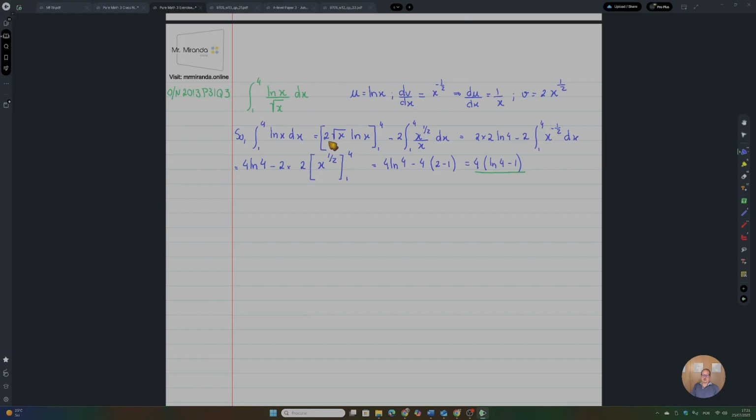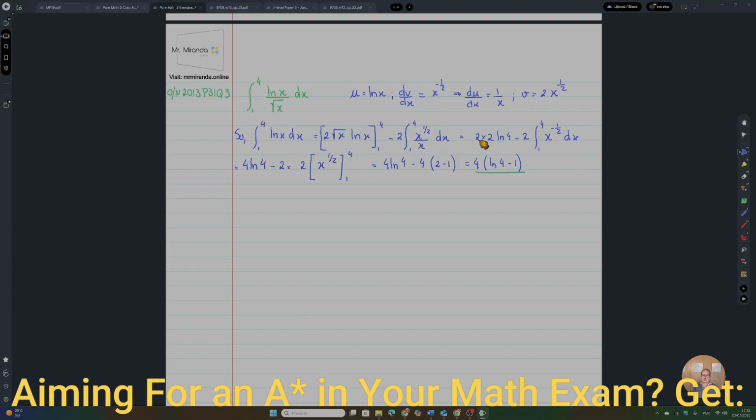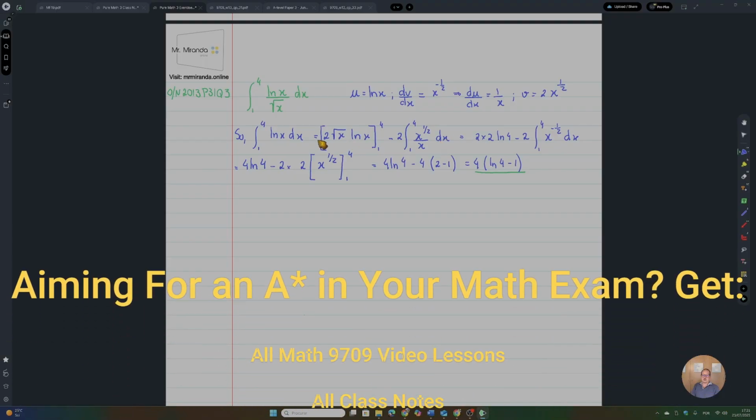This part over here is u times v, so this times that, all of that between 1 and 4, minus the integral between 1 and 4 of v times du by dx, so this stuff times that, times dx. I have already put this 2 outside of the integral, and in terms of this topic, this is done. Everything else is just algebraic manipulation.